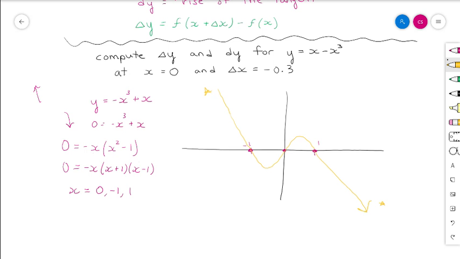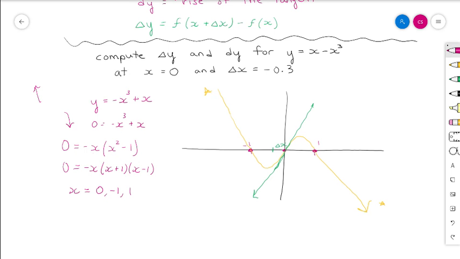And now we're interested at x equals 0 with delta x equal -0.3. So that could be your delta x, -0.3. And what we're doing in this section is we're creating these tangent lines. So we would be creating a tangent line at 0, something like that. Okay, because it says x equals 0. And now delta x is -0.3. So we want to find delta y and dy.